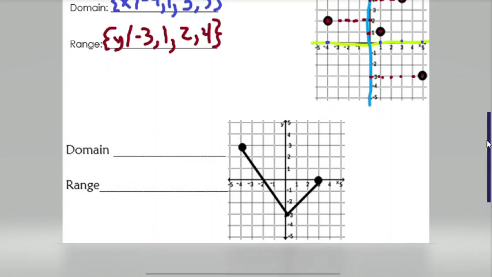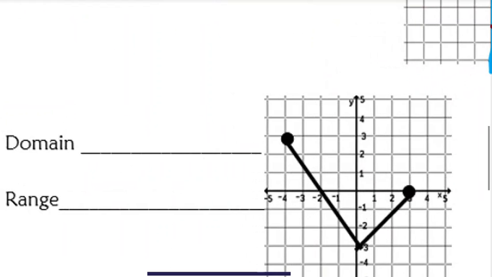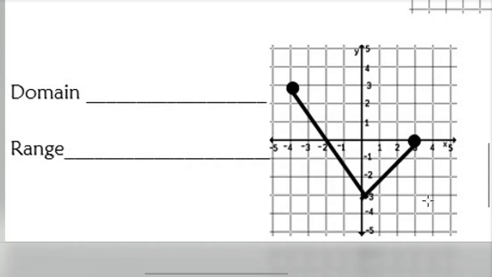But what if we have a graph that looks like this? Let me zoom in so it's a little bit easier to see. What if I have a graph that looks like this? This is not points, right? This is a line. It kind of looks like a check mark, like a backwards check mark, right? So I don't have points here, I have a line. So I can't just put points.